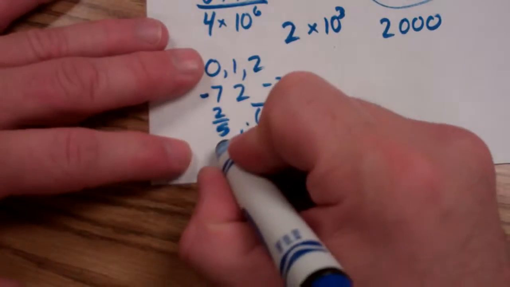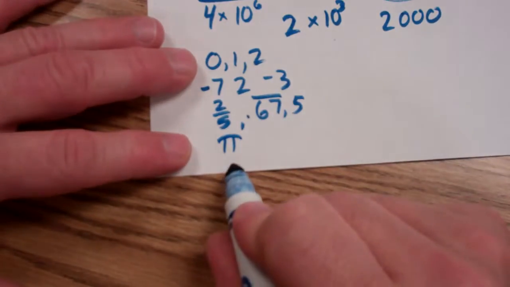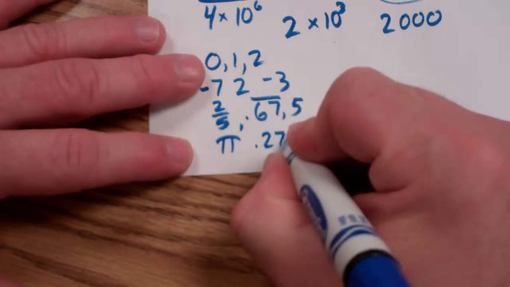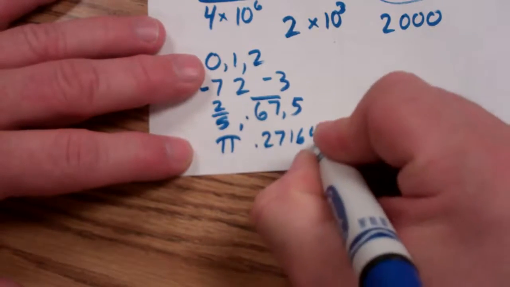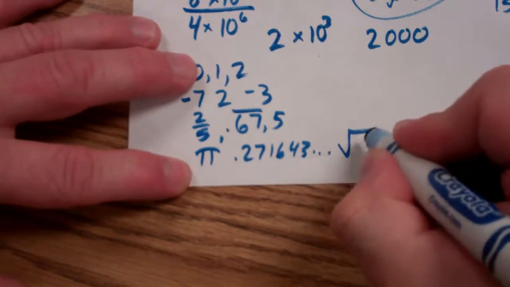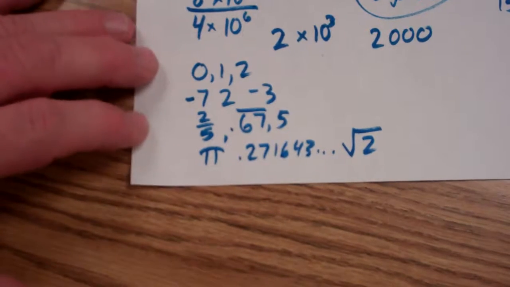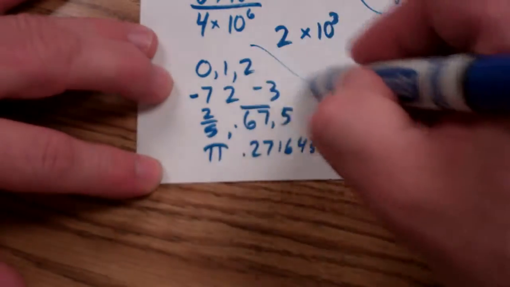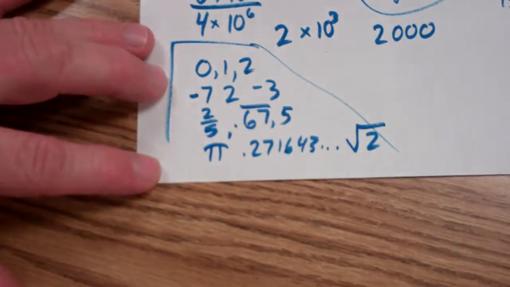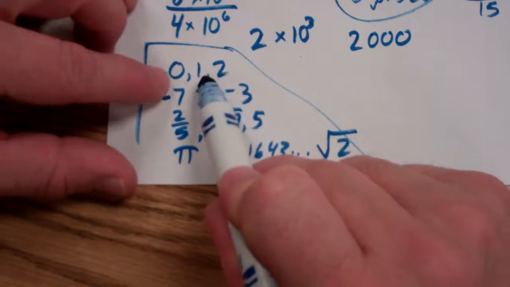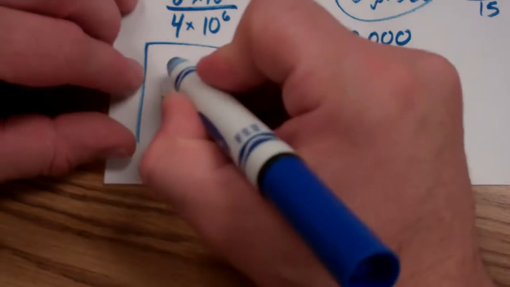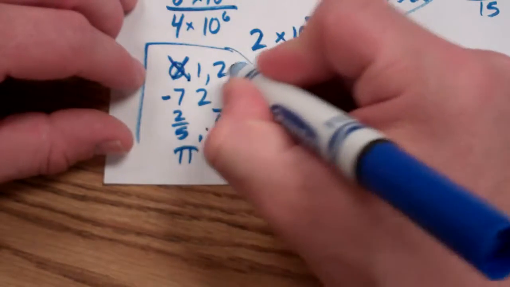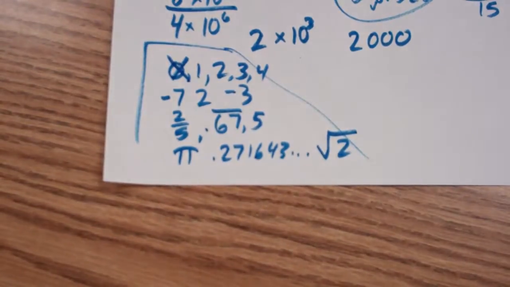Irrational. Irrational would be like pi, never ending, never repeating, or 0.271643, never ending, never repeating. Square roots of things that aren't perfect squares come out like that. Square root of 2 would be another one. Real numbers, there. All of those are real numbers. And counting or natural numbers are this exact same list as whole numbers except no 0. So like 1, 2, 3, 4, 5, the things you would count with.